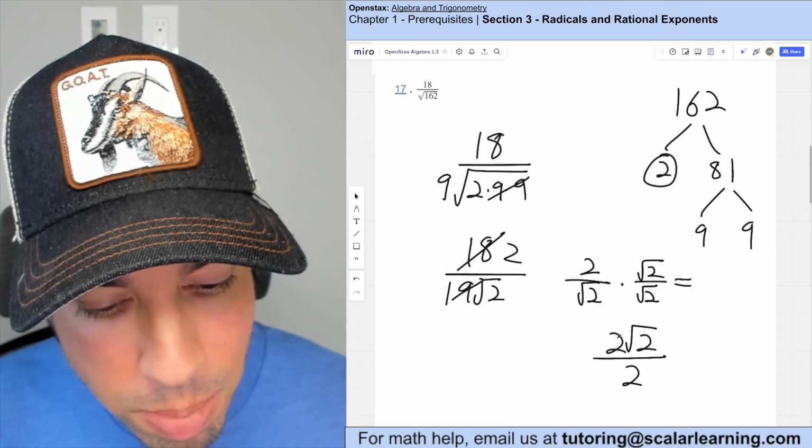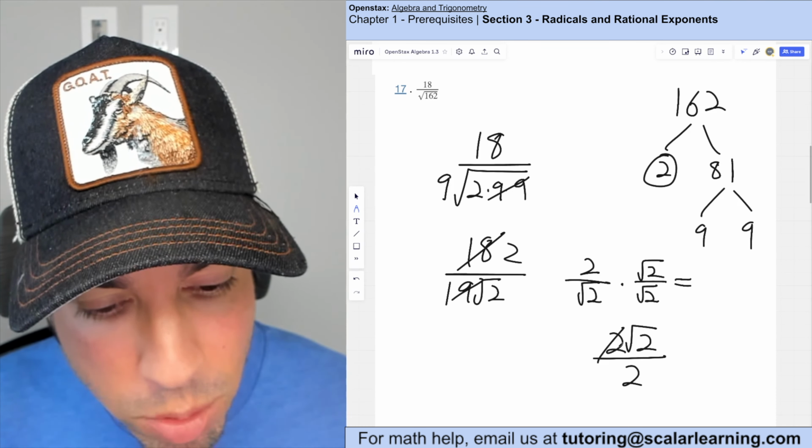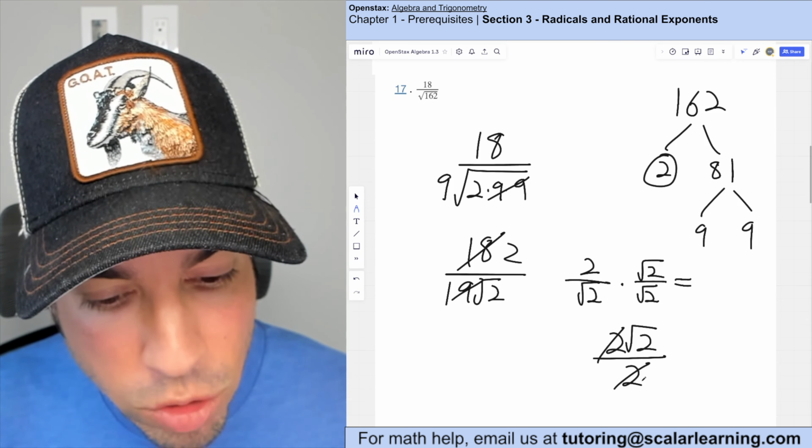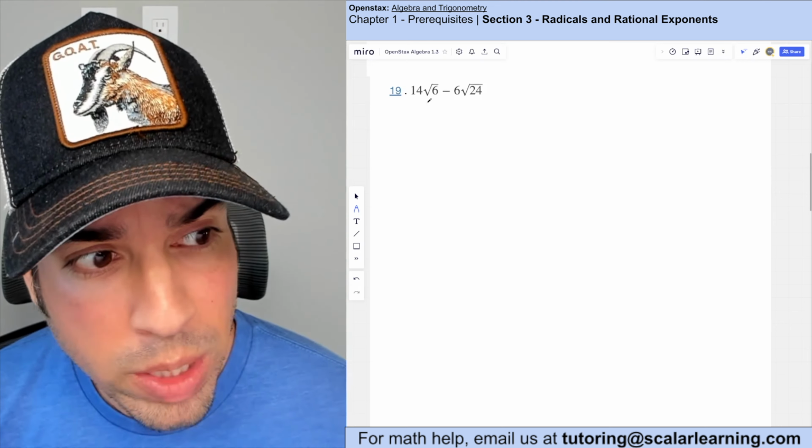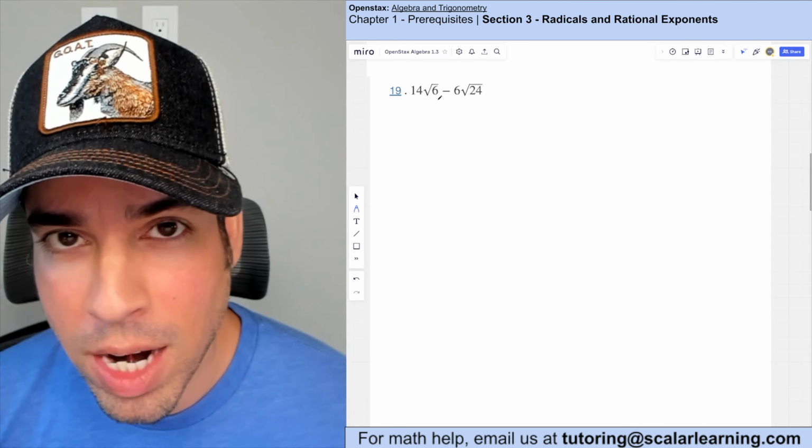Last but not least, I can simplify by dividing top and bottom by 2. Boom, boom. And I'm left with square root of 2 over 1, or simply square root of 2. Boom, done.